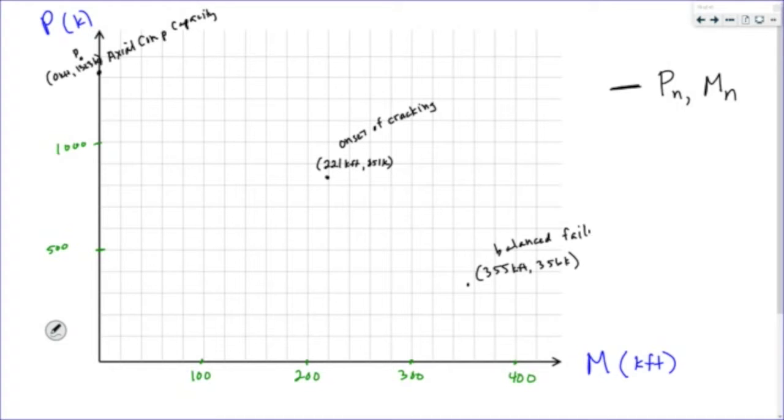Onset of cracking is when we have the beginning of a crack right at the beginning on your tension side, so your strain in your tensile reinforcement is 0. Balanced failure is when your concrete reaches epsilon CU, it's onset of crushing in compression, and then you just reach yield on your tension side.